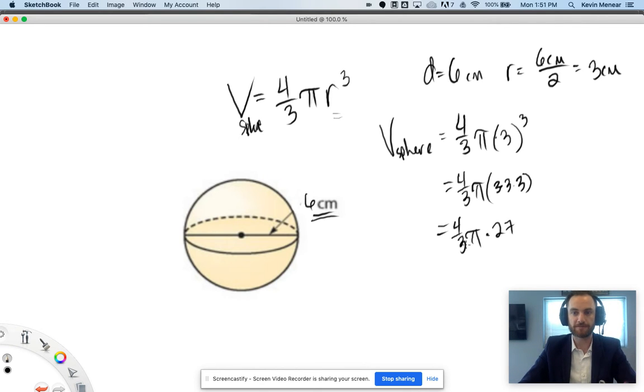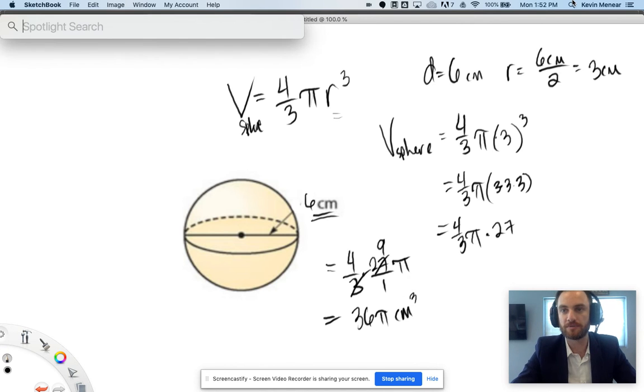So times 27. So I'm going to reorder this using my good old commutative property of multiplication. 4/3 times 27 times pi. And now I could do 4 times 27 over 3 times 1, but I know that 27 is a multiple of 3, so I'm going to cancel that 3 and make this 9 to make my life easier. 4 times 9 is 36 pi centimeters cubed is my volume.